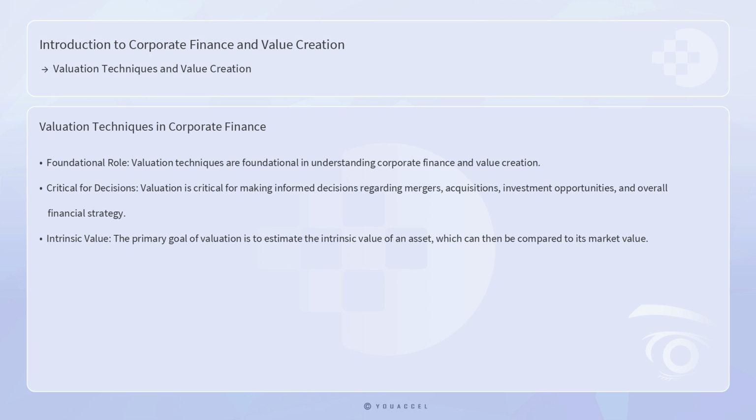The primary goal of valuation is to estimate the intrinsic value of an asset, which can then be compared to its market value to identify overvalued or undervalued opportunities. Key valuation methods include discounted cash flow analysis, comparable company analysis, and precedent transactions analysis.